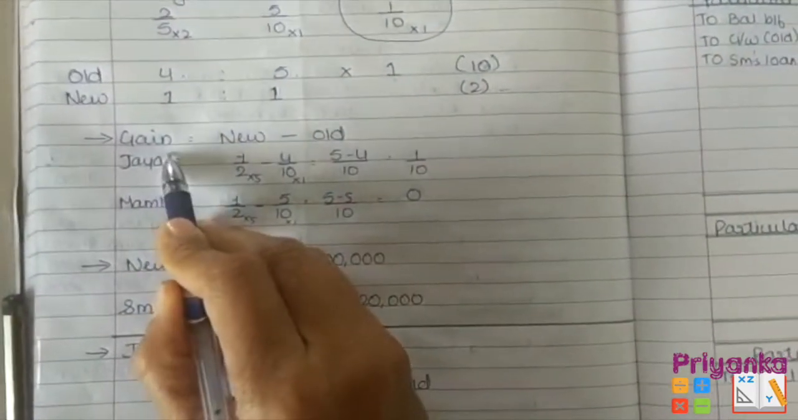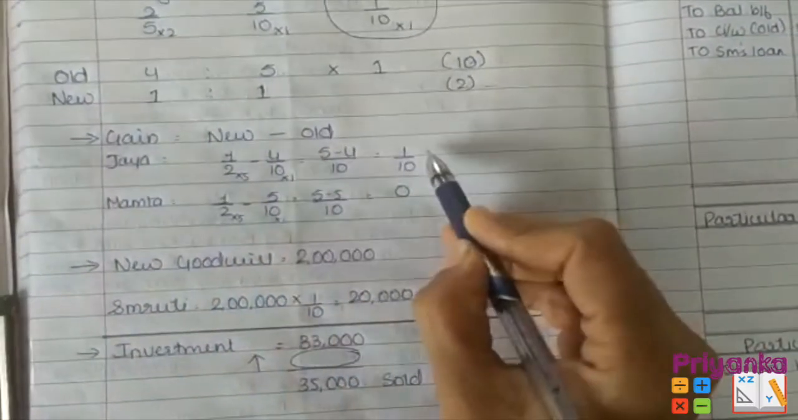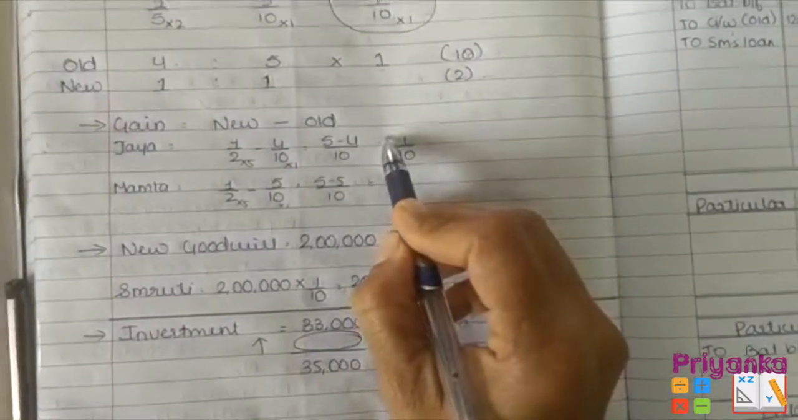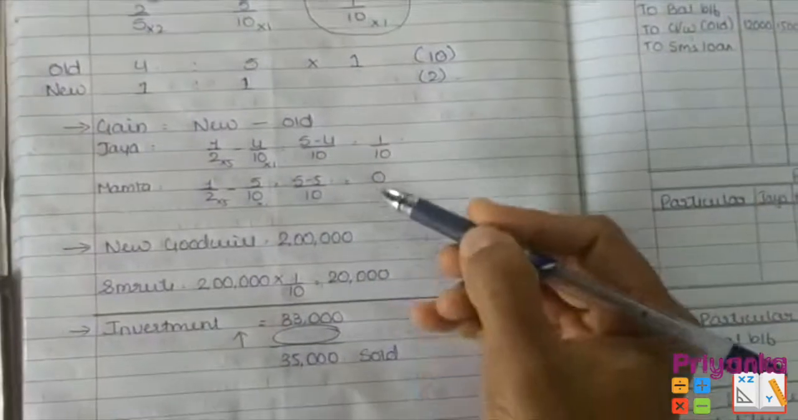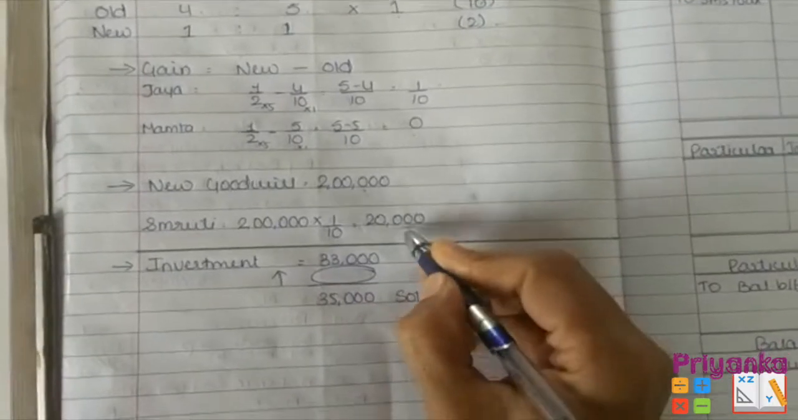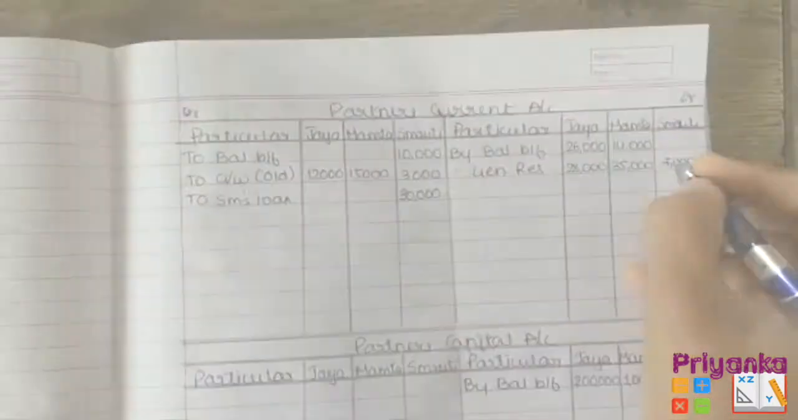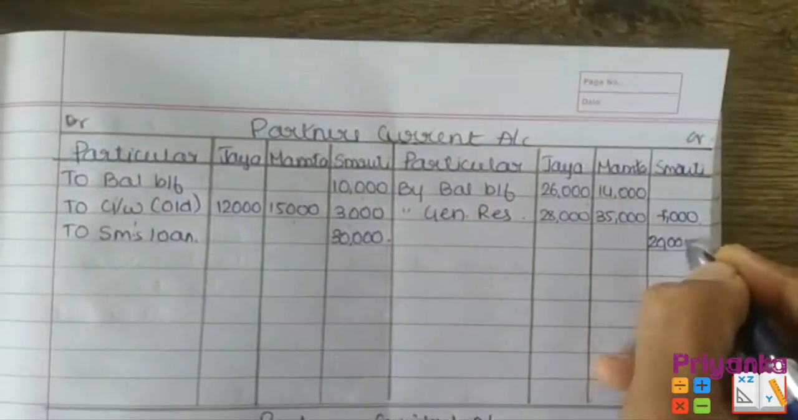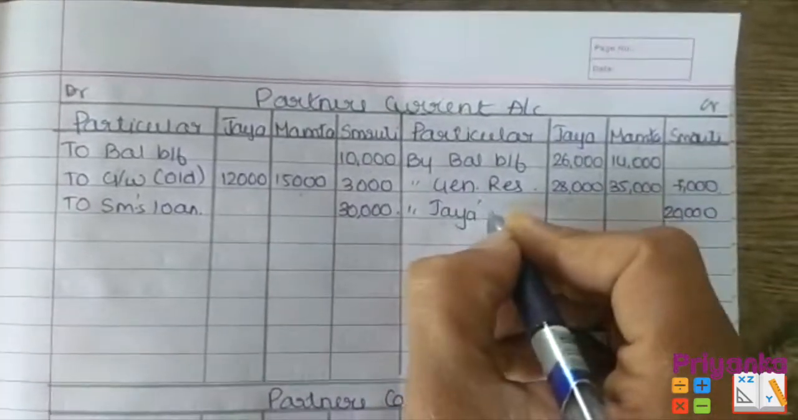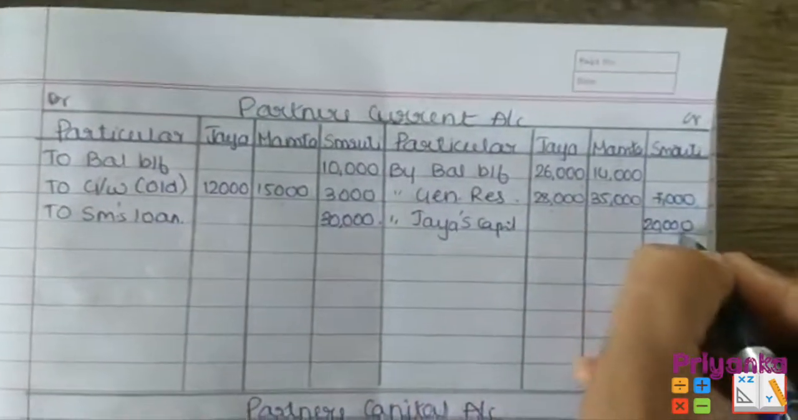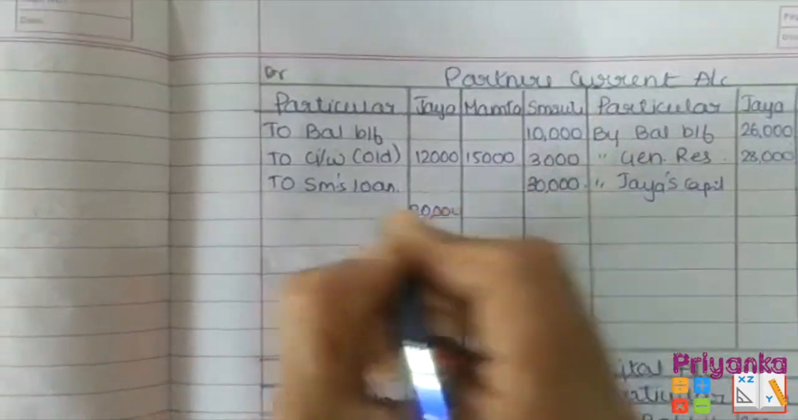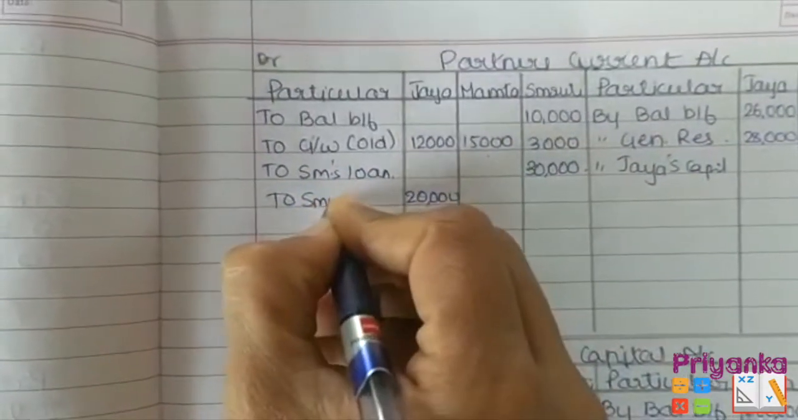Out of this information I removed the gain ratio, and out of this LCM I found that only one partner is gaining, Mamta is not gaining anything. So only Jaya is going to give to Smriti as part of goodwill, and the new goodwill we found is 2 lakhs. So Smriti must get 20,000. So this 20,000 will be written over here. Smriti will get it, and Jaya is the only partner who is gaining. So she is going to give to Smriti, and from Jaya we will remove that 20,000, which has gone to Smriti's capital account.